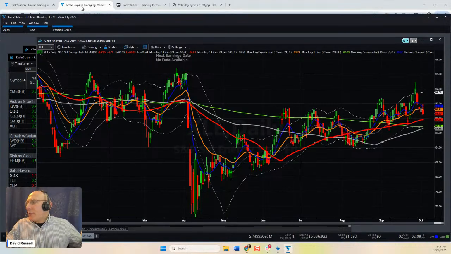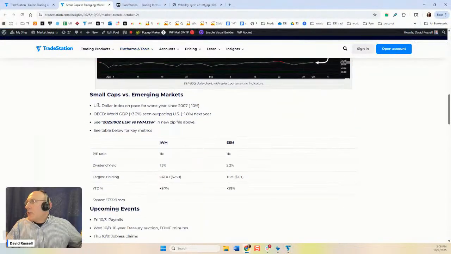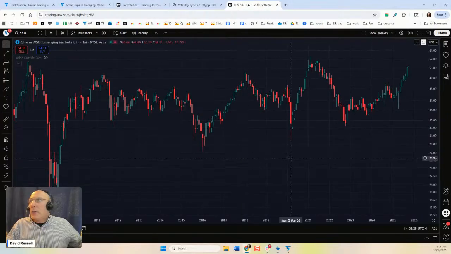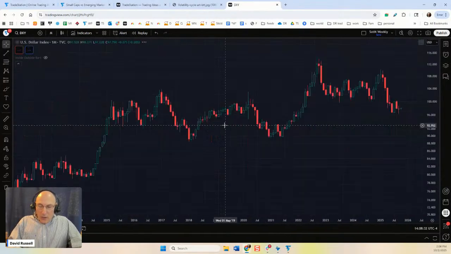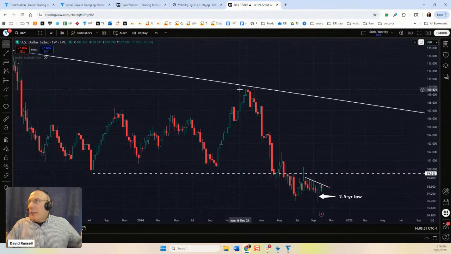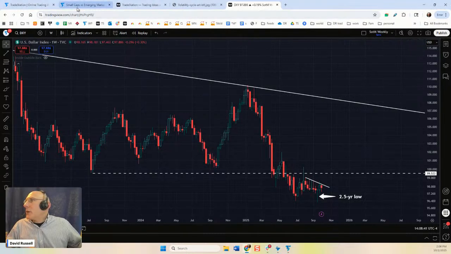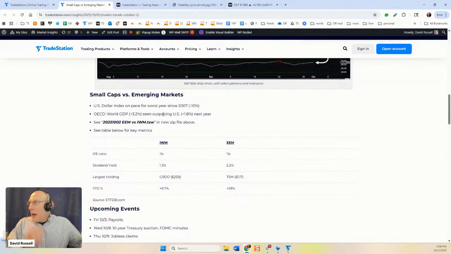So now let's look over here at the small caps, some of the key points we wanted to cover. Interesting thing here: I'm going to bring up this other workspace, which is my state of the market weekly chart that we show in our state of the market on Mondays, and the weekly chart here, the dollar index. The dollar index is now on track for its worst year-to-date performance in a while, on pace for its worst year since 2007. Now, what's interesting is the OECD was talking about the rest of the world outperforming the United States for a while, this year and next year.